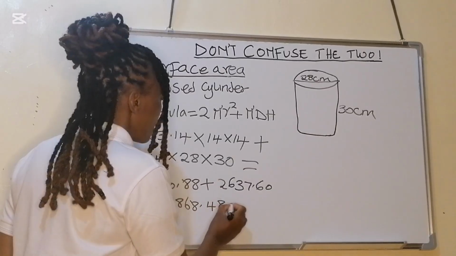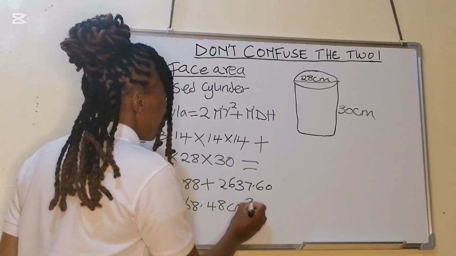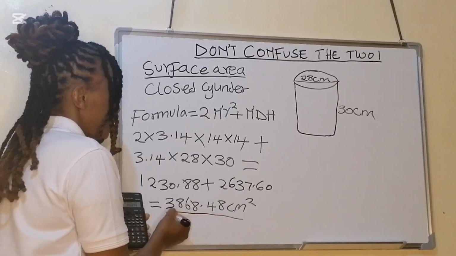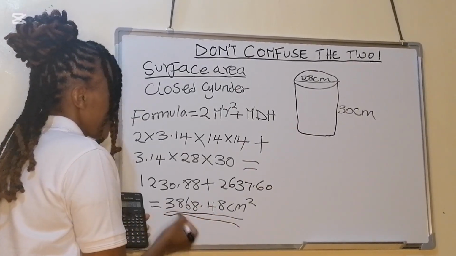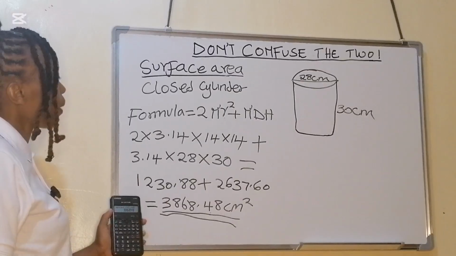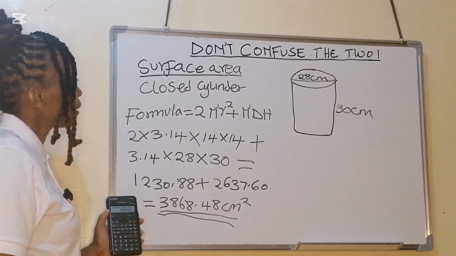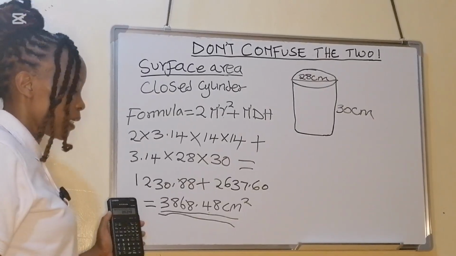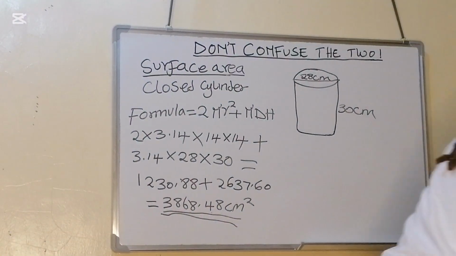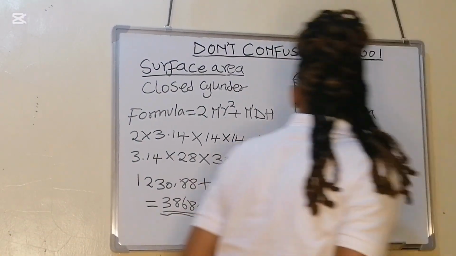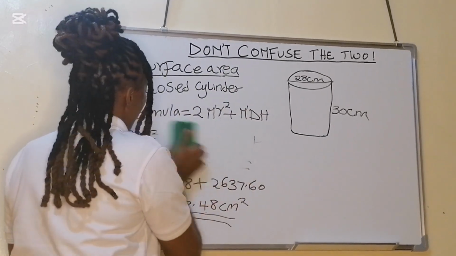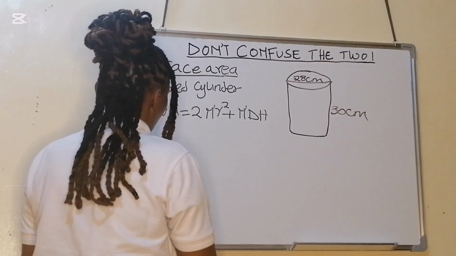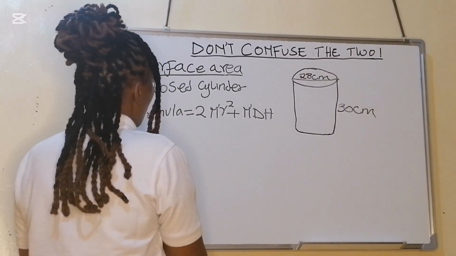3868.48 centimeter squared. You have to write centimeter squared because it is area. Centimeter squared. Let's calculate the surface area of open cylinder. Don't confuse the two. Let's calculate the surface area of open cylinder. What's the formula?